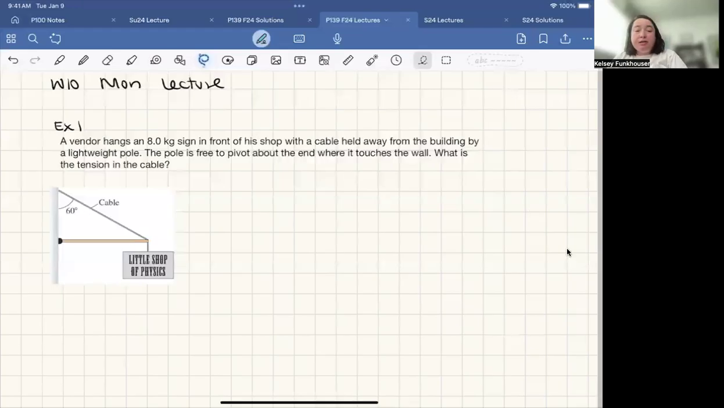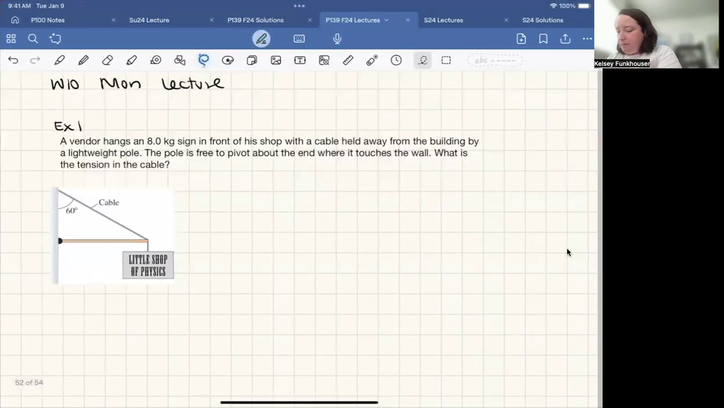So for this lecture, we're just going to do some torque examples and we're just hopping right into it. So I'll read you the problem. A vendor hangs an 8 kilogram sign in front of his shop with a cable held away from the building by a lightweight pole. The pole is free to pivot about the end where it touches the wall. What is the tension in the cable?